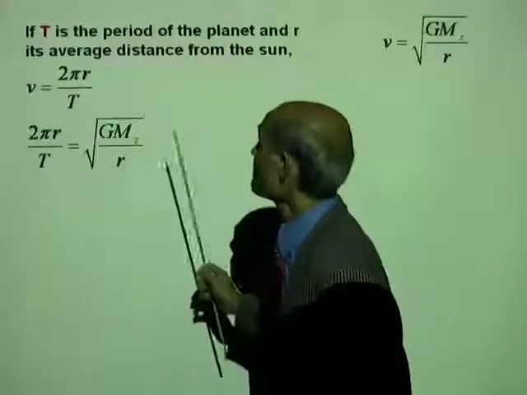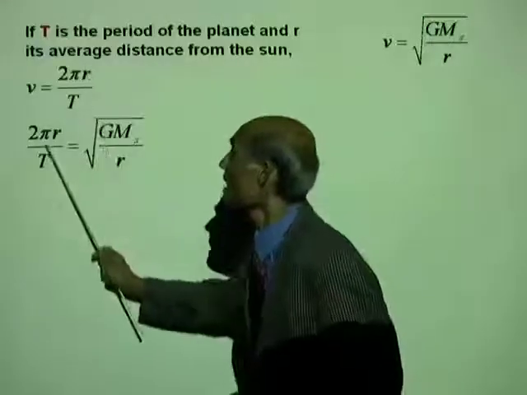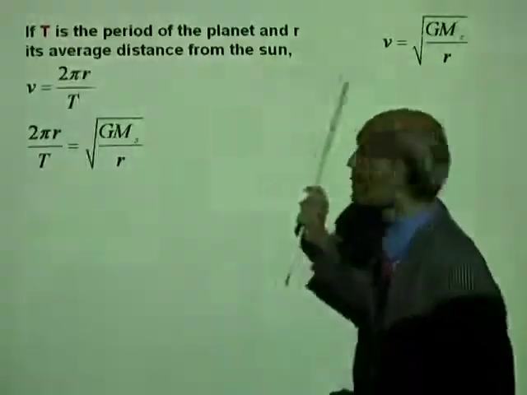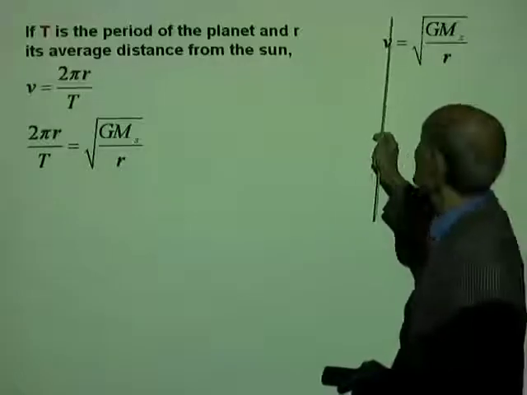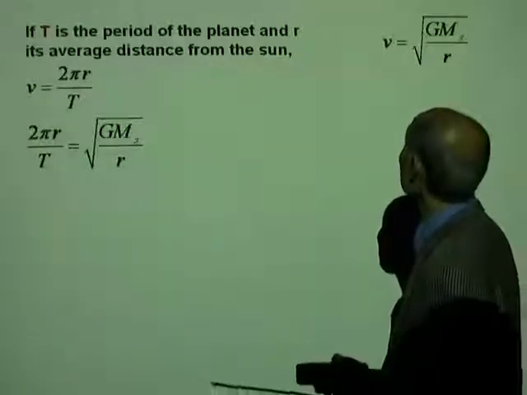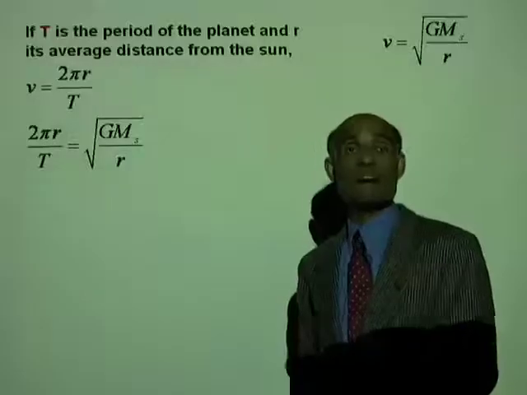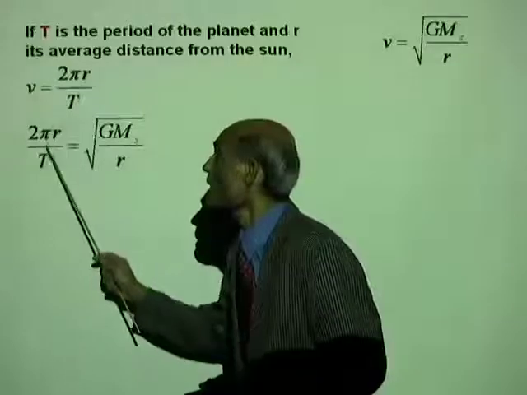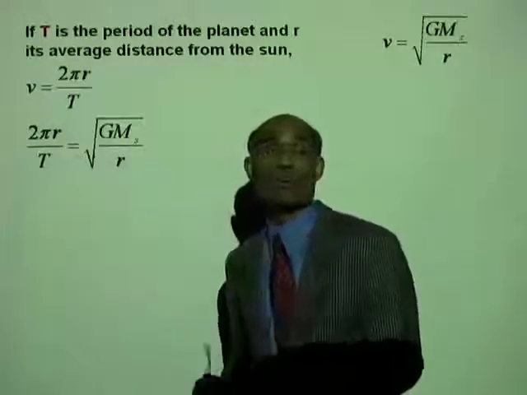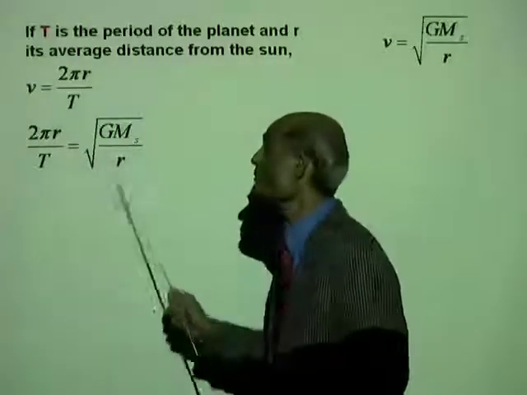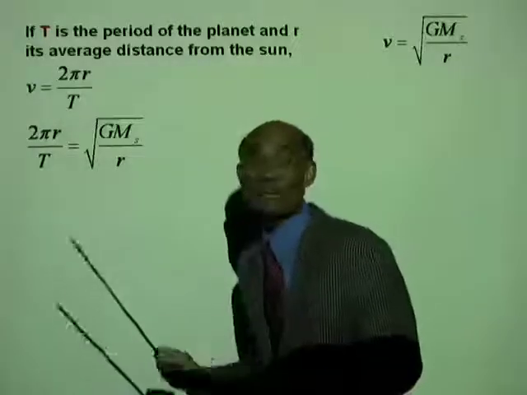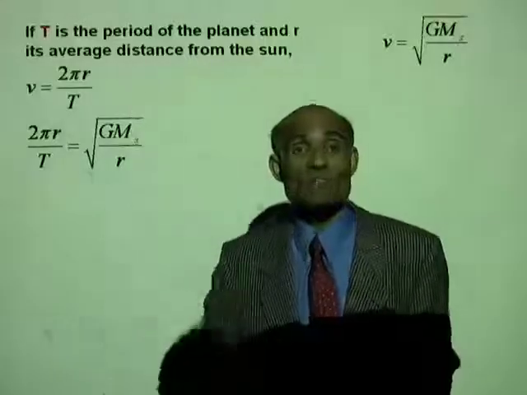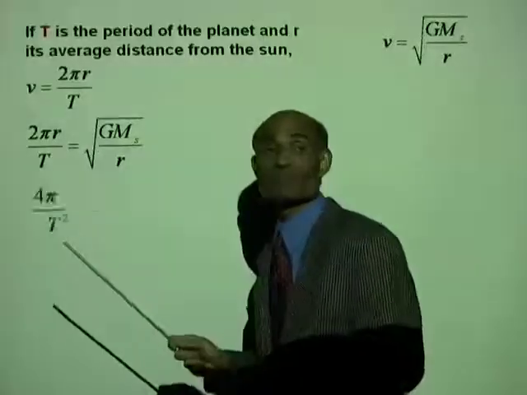Well, this 2 pi r divided by t is the orbital speed, and we showed earlier that the orbital speed v is equal to the square root of GMs divided by r. So, equating the two, we got 2 pi r over the period is the square root of GMs over r. And you can actually get the statement of Kepler's third law from this equation.